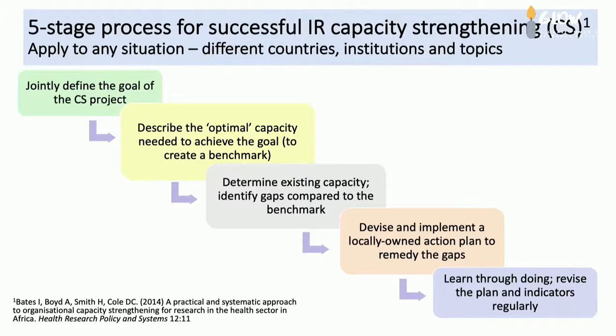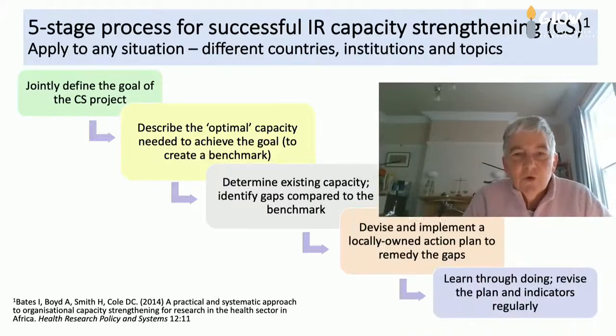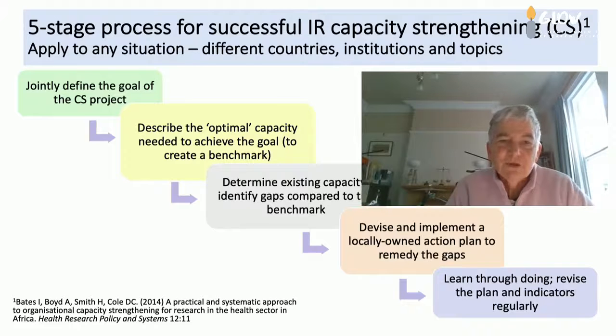And then once you've got the goal, you have to look through the literature, talk to everyone and try and describe what the optimal capacity is if you want to achieve that goal. And that means across the whole research system, not just training. And then once you've worked out what the optimal capacity is, you can use that as a sort of benchmark or checklist against which to look at what capacity is already existing. And then you can very systematically identify any gaps.